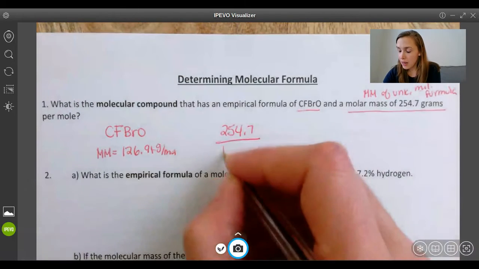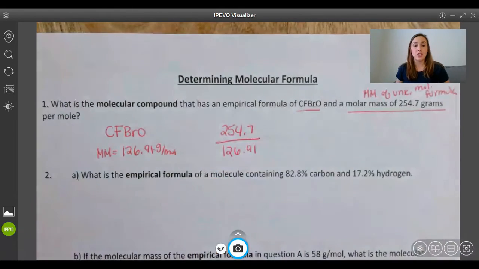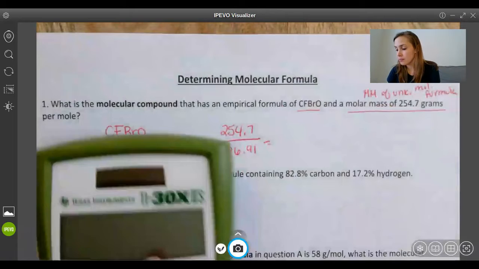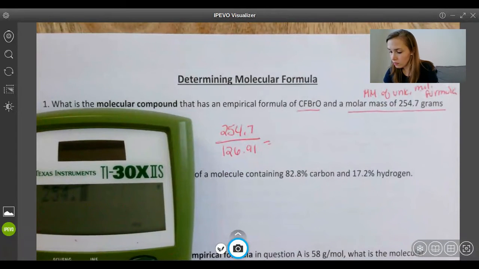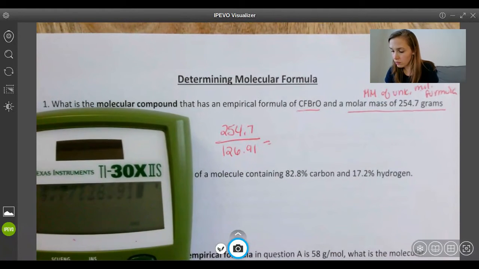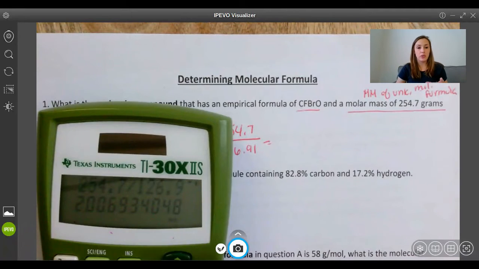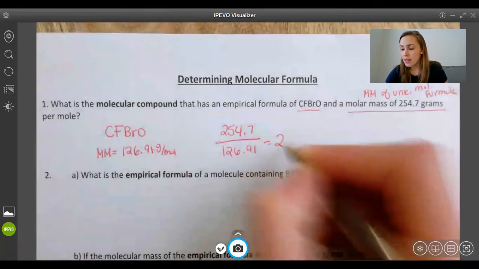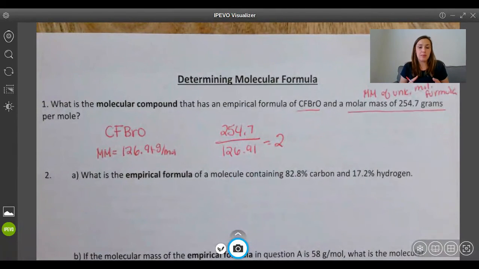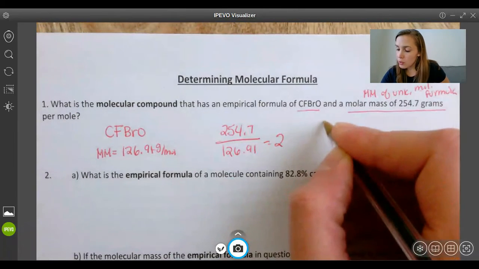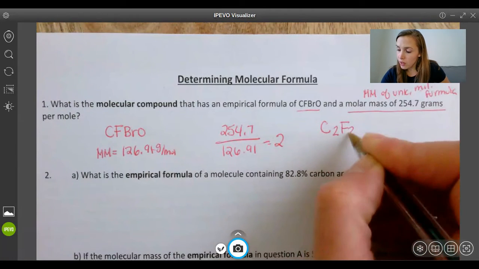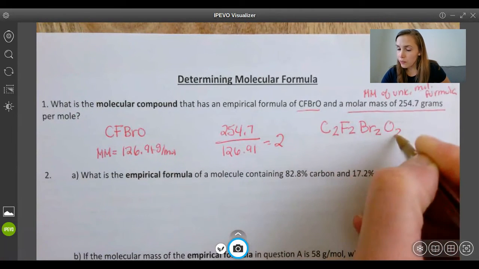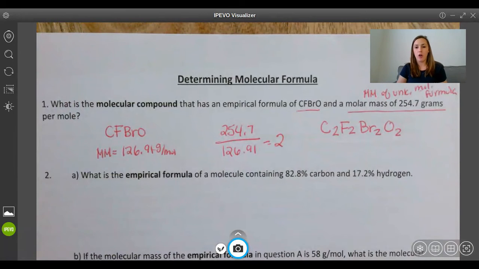I'm going to divide that by the mass I just found, and when you plug that in, you should get something very close to a whole number, in this case 2. That means the molecular formula is 2 times bigger than the empirical. Remember, empirical is just the simplest ratio, so we're basically working backwards to find what the original formula was. So this would be written as C2F2Br2O2.